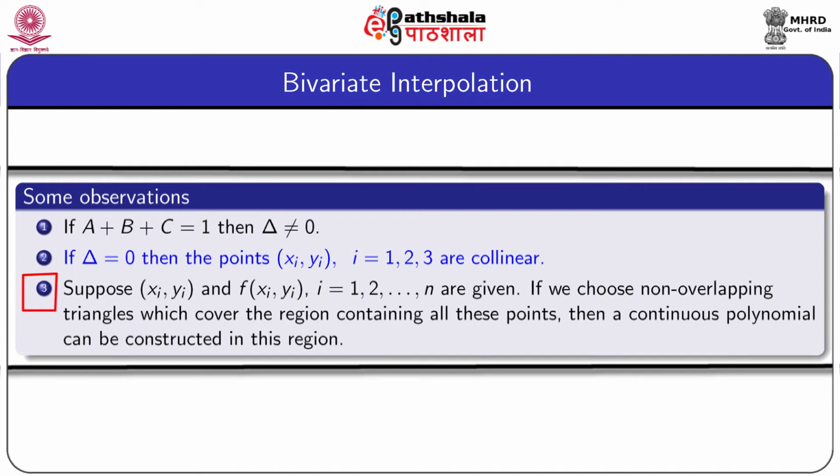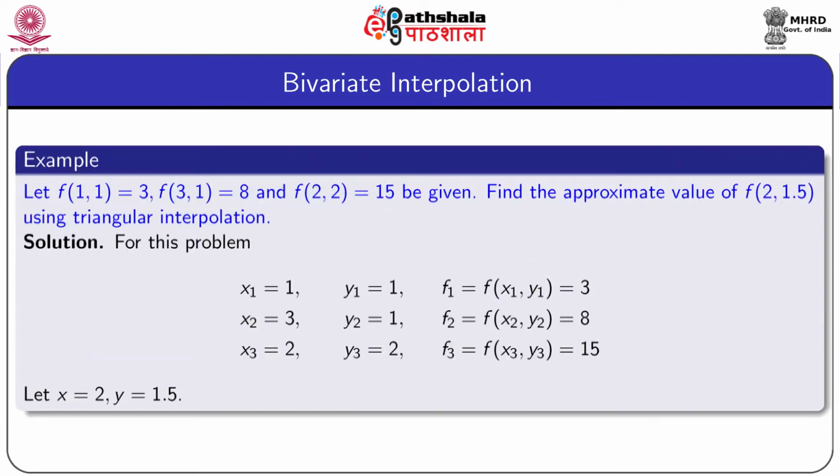Suppose (xi, yi) and f(xi, yi), i equal to 1 up to n, are given. If we choose non-overlapping triangles which cover the entire region containing all these points, then a continuous polynomial can be constructed in this region, and this polynomial is the final surface for the bivariate interpolation formula. This method is illustrated by an example.